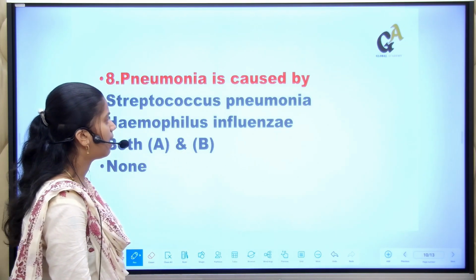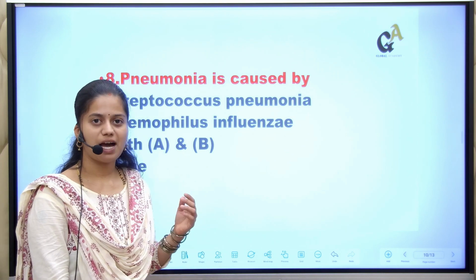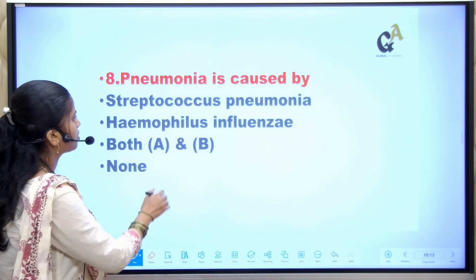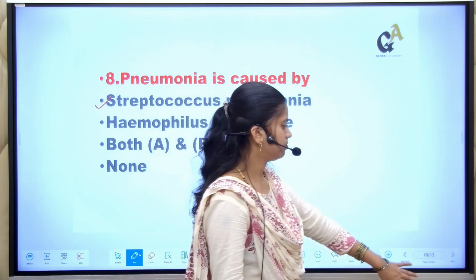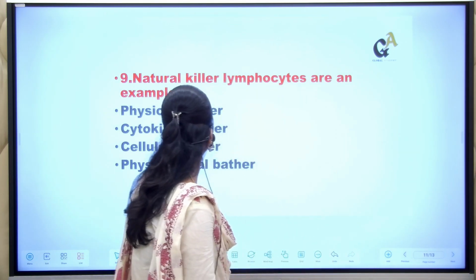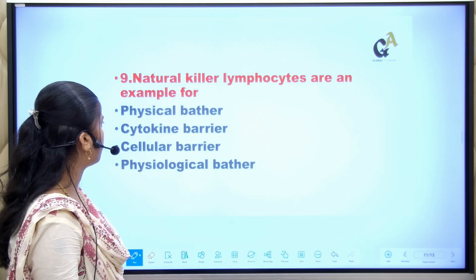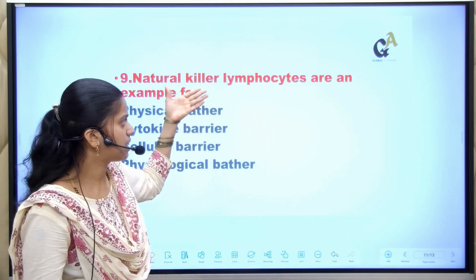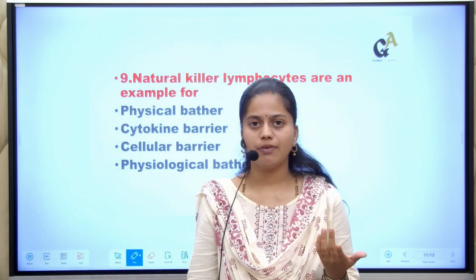Next, pneumonia is caused by, it is a very easy and direct question, but they have asked it in your CET. So pneumonia is caused by Streptococcus pneumoniae. Next, 11th question. Natural killer lymphocytes are an example for. They have given one specific term, natural killer lymphocyte. Natural killer lymphocytes are white blood cells.